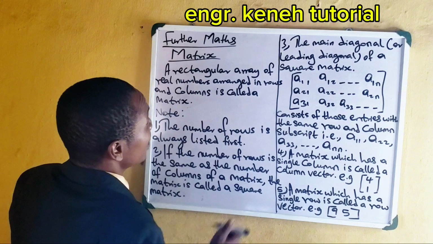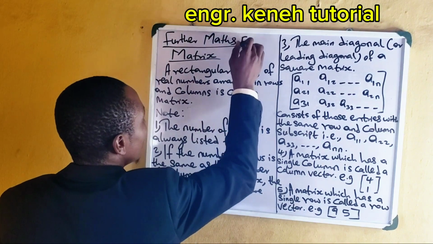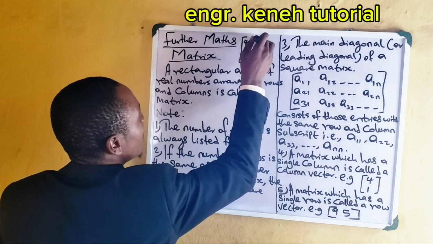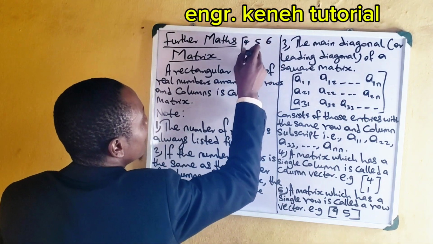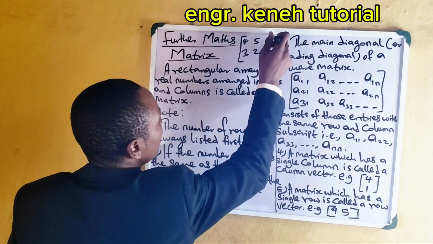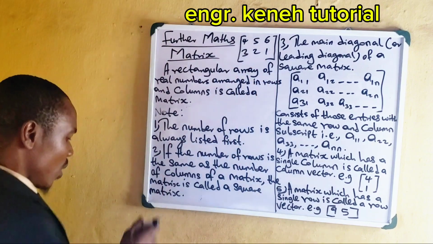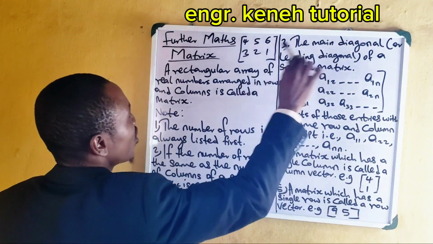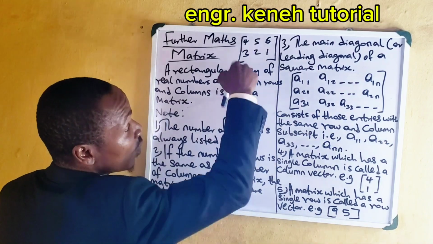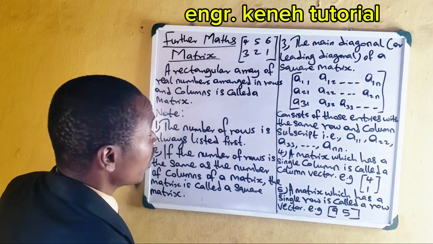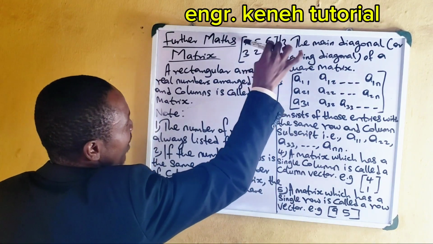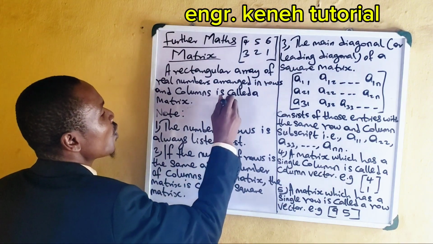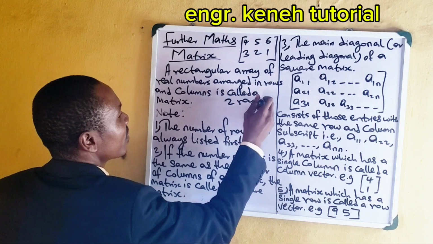For example, if we have something like this, I don't have much space, but I'll squeeze it here. Assuming this is our matrix, we have 4, 5, 6, 3, 2, and 1. When you look at this now, this is a matrix. Like I told you, the horizontal one gives us row, while the vertical one gives us column. Following this, you notice that we have first row and second row. So we have 2 rows.